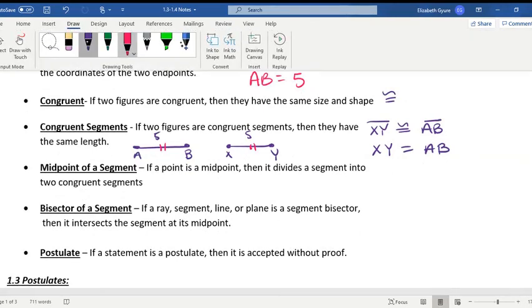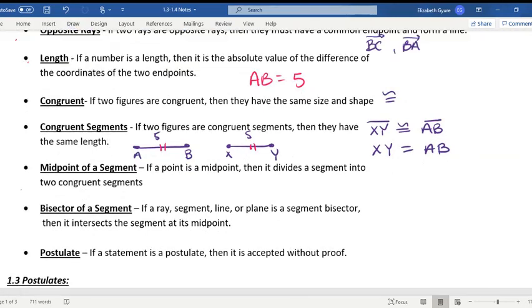Our next vocab word is midpoint of a segment. If a point is a midpoint, then it divides a segment into 2 congruent segments. So let's draw ourselves a segment here. I'm going to draw segment AB. And if you have a midpoint, it needs to go in the middle. I'm going to call that point M. So this midpoint divides our segment into 2 congruent parts. Okay, so we can put our tick marks or our dashes to signify these are congruent. And the way you would write that is that segment AM is congruent to segment MB. So M is the midpoint of segment AB.